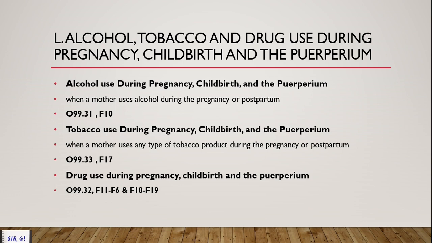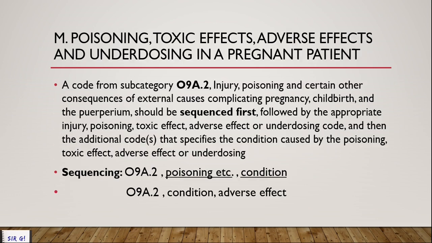For tobacco, for certain reasons, there are certain patients who can't stop using tobacco or smoking. O99.33 and F17 if the patient is still smoking. I don't know, for God's sake, why are you using a drug if you're pregnant? For a pregnant woman who's still using drugs, illegal drugs, to be specific, it should be O99.32, followed by F11 to F16, sorry for that, and F18 to F19. Those are your codes.